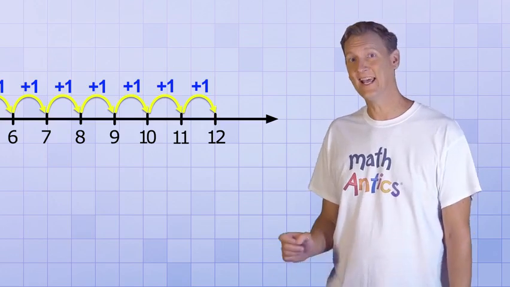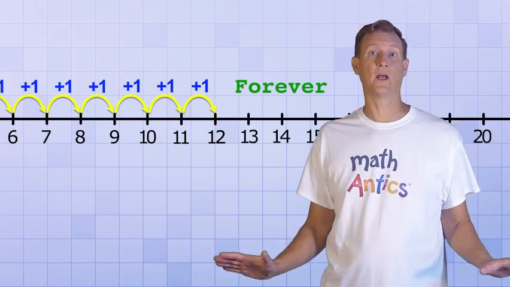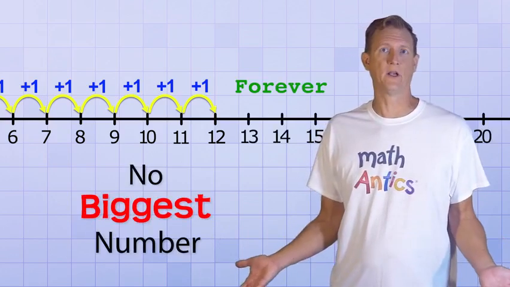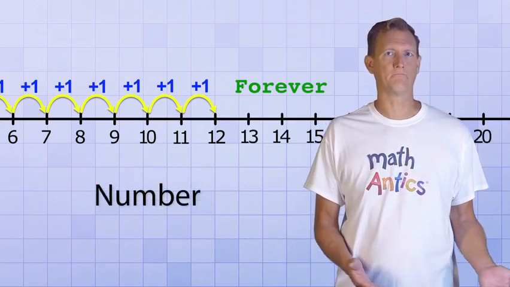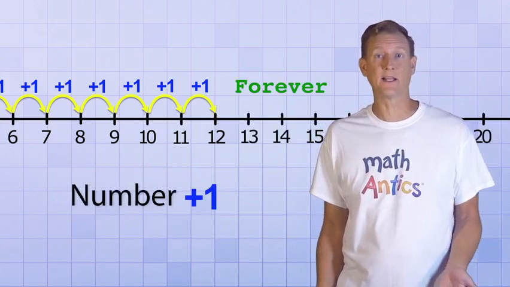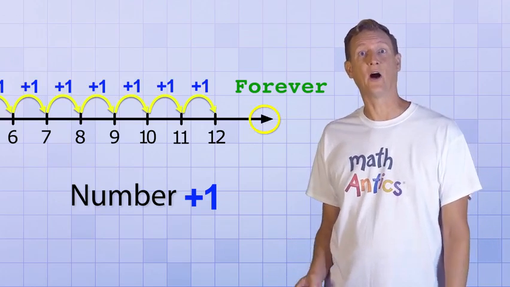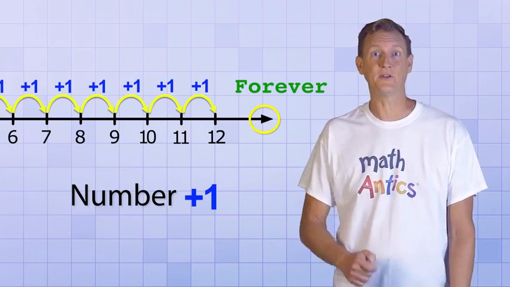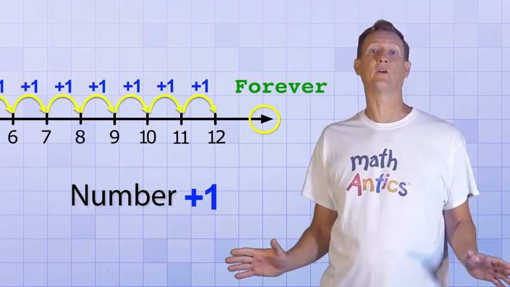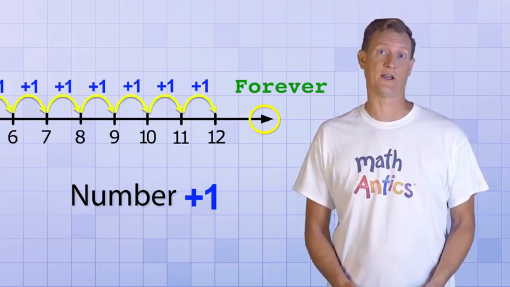In fact, technically the number line goes on forever because there is no biggest number. Whatever number you decide to stop at, you could always just add 1 more to make the line longer. And that's what the arrow on the right side is for. It tells you that the numbers keep on going forever, even though we could never write them all down.